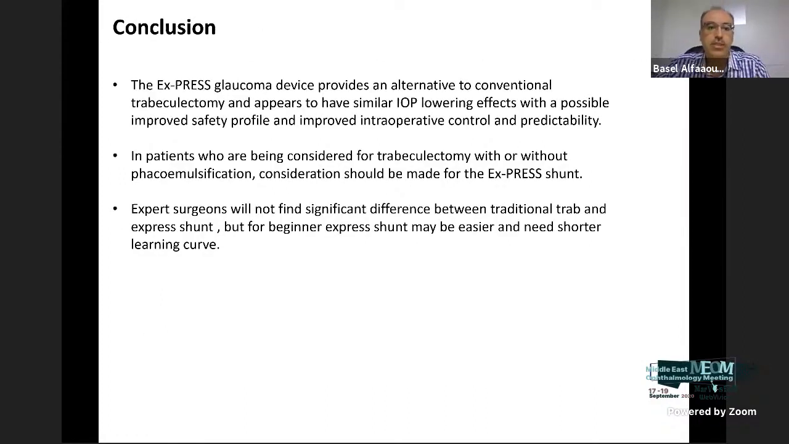In conclusion, express shunt device provides an alternative to conventional trabeculectomy and appears to have a similar IOP lowering effect with a possible improved safety profile and improved intraoperative control and predictability in patients who are being considered for a trabeculectomy with or without a phacoemulsification. Consideration should be made for the express shunt. Expert surgeons will not find significant difference between traditional trab and express shunt, but for beginners, express shunt may be easier and need shorter learning curve.